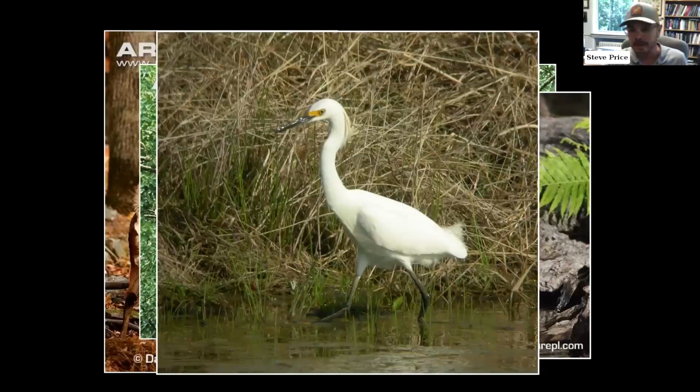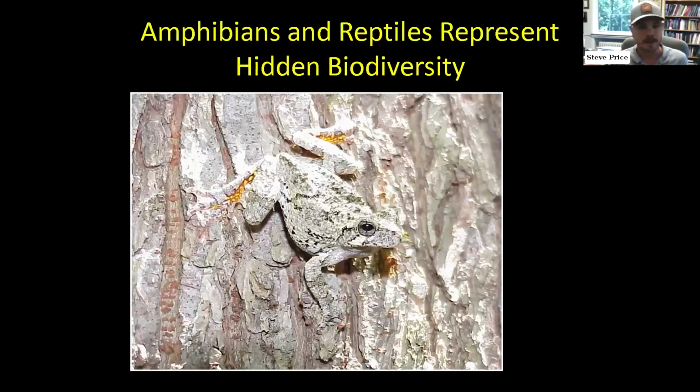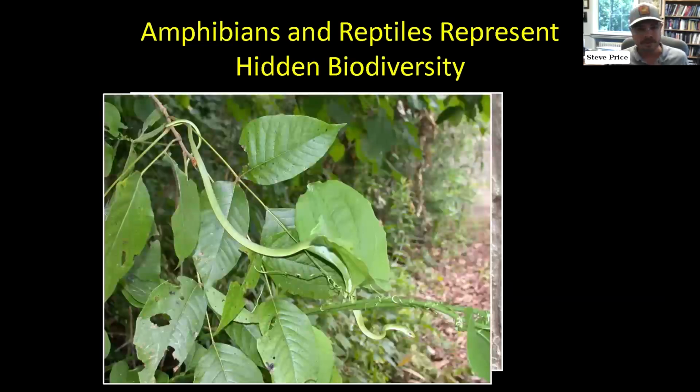A lot of people are familiar with these animals. A lot fewer people are familiar with reptiles and amphibians because they kind of represent what I would consider hidden biodiversity. Of course, a lot of reptiles and amphibians exhibit cryptic coloration or camouflage, which makes them hard to see, like this gray tree frog on the stump or this rough green snake here in the shrubs, very difficult animals to find.